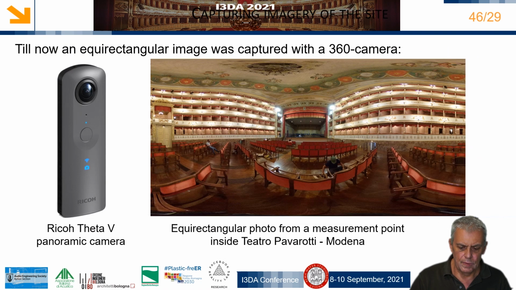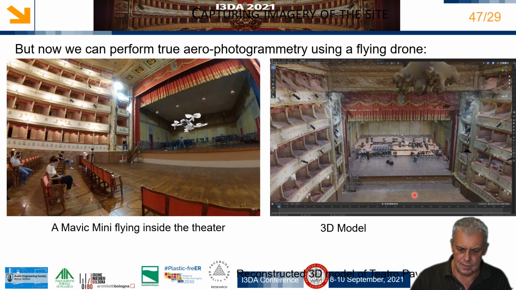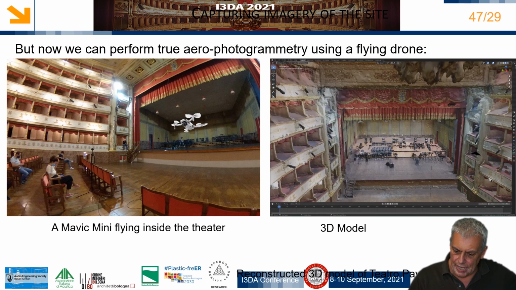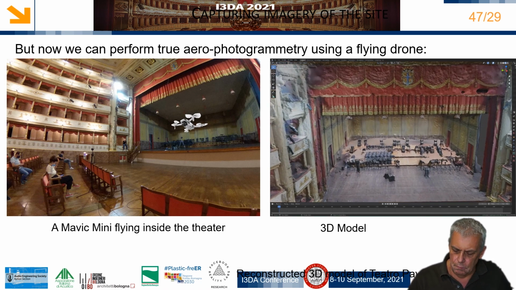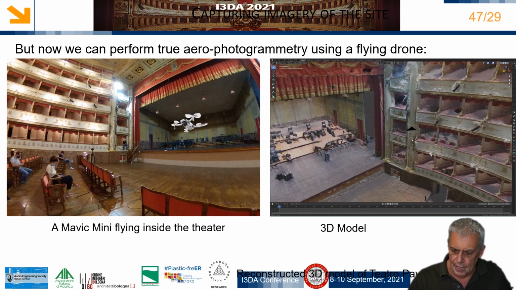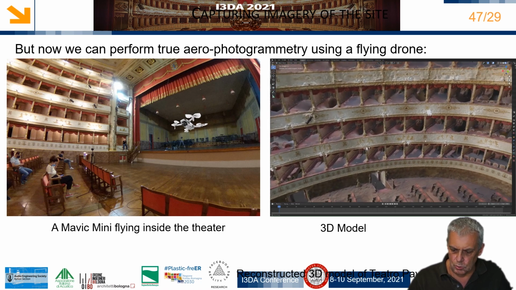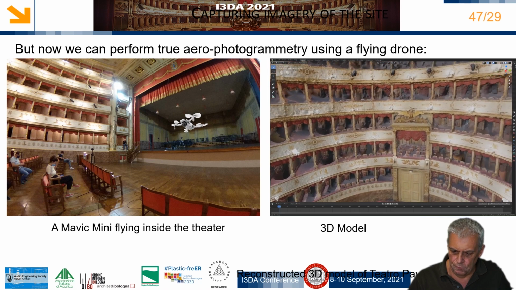For example, here you see Teatro Pavarotti in Modena. This is a panoramic photo, which was the technology used in the past, but now we can instead fly a drone inside the room and take a number of photos from a lot of different positions thanks to the drone, and then we employ, in this case, Reality Capture, for creating a 3D navigable model. As you see here, you can move inside the 3D space and look around where you want, because you have a complete three-dimensional model of the theater.